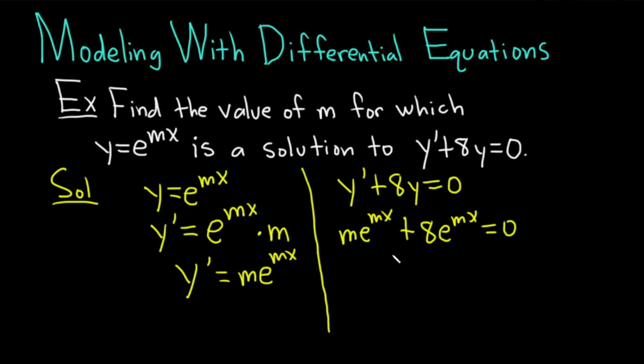It looks like we can factor out e to the mx because we have one copy of e to the mx in each term. So let's pull it out. So we have e to the mx times parentheses, and let's see, e to the mx times what is going to give us m e to the mx? Well, m. Then plus, and then e to the mx times what is going to give us 8 e to the mx? Well, 8. This is equal to 0.